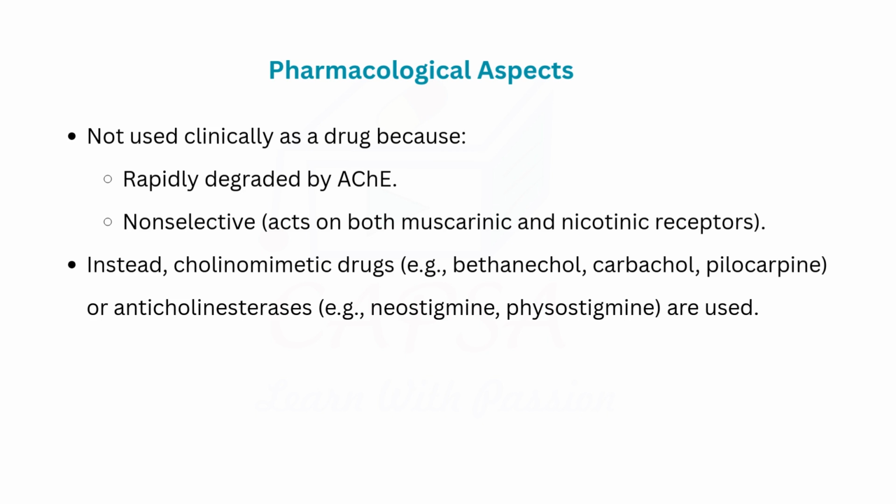Instead, what we do in medicine is use cholinomimetic drugs, which are synthetic agents that mimic the acetylcholine activity but are more stable and selective. Examples include bethanechol, carbachol, and pilocarpine. Another approach is to use anticholinesterase drugs like neostigmine or physostigmine, which prevent the breakdown of acetylcholine and thereby increase its level at the synapse.